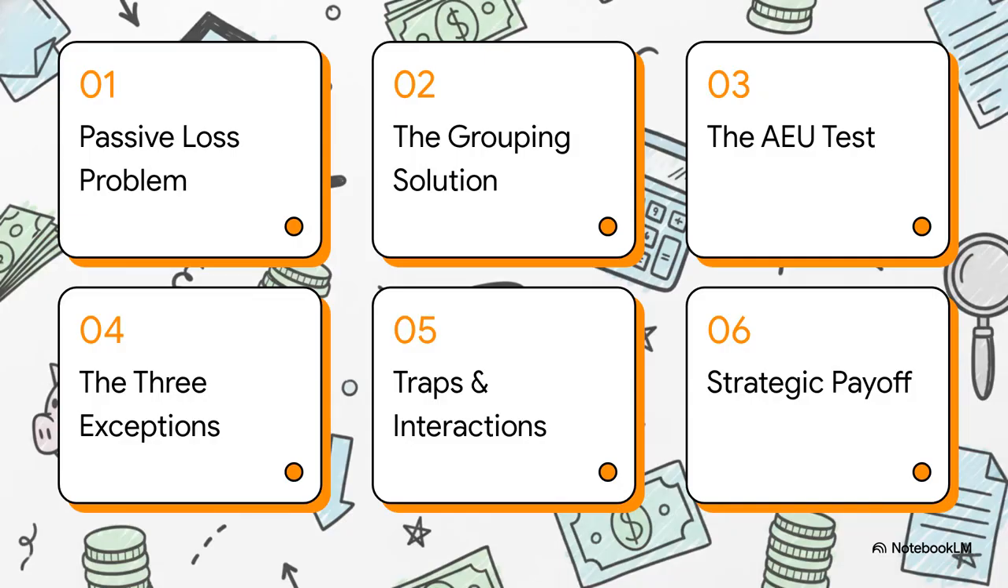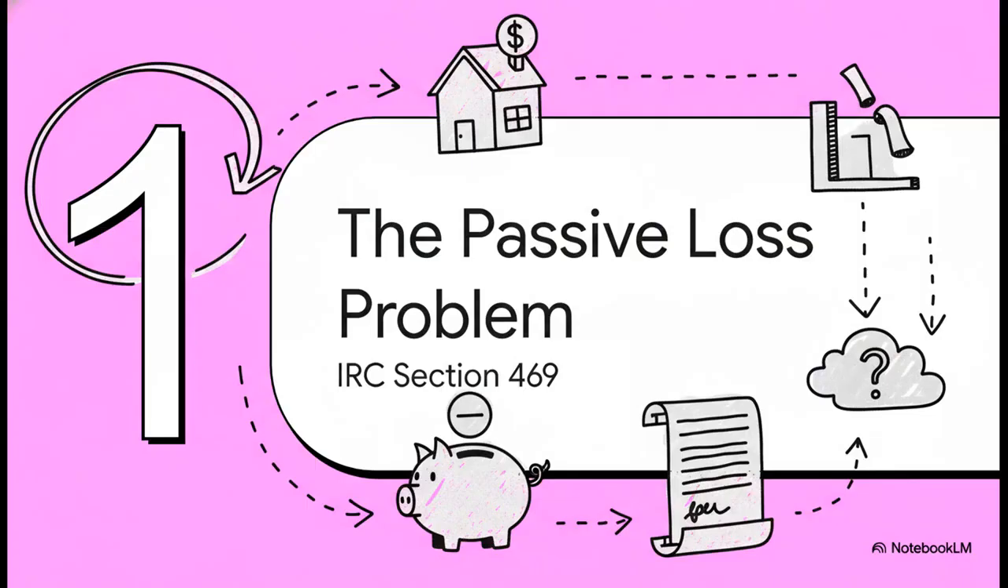Okay, so here's how we're going to break it all down. First, we'll look at the passive loss problem itself, then the solution, the grouping election. We'll get into the weeds with the AEU test and the 3 big exceptions you have to know about. Then we'll cover some traps and other tricky rules that interact with this. And finally, we'll look at the big payoff when you pull it all off. All right, let's kick things off with Section 1, the passive loss problem.